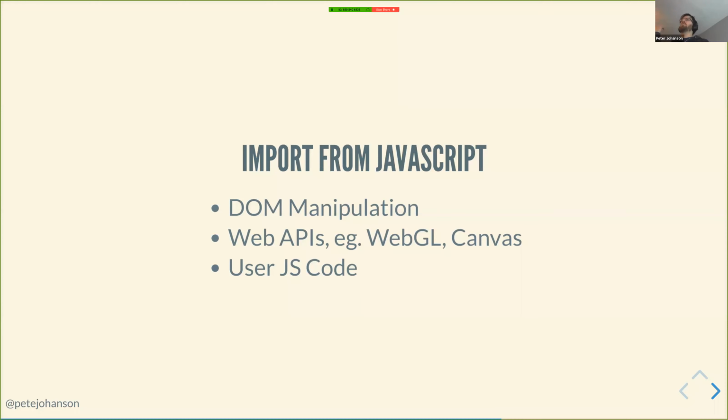And you can import user JavaScript. So any of your normal JavaScript objects that you've written, you can then make calls into them from your Rust code if you want to. So that's the general functionality of wasm-bindgen.